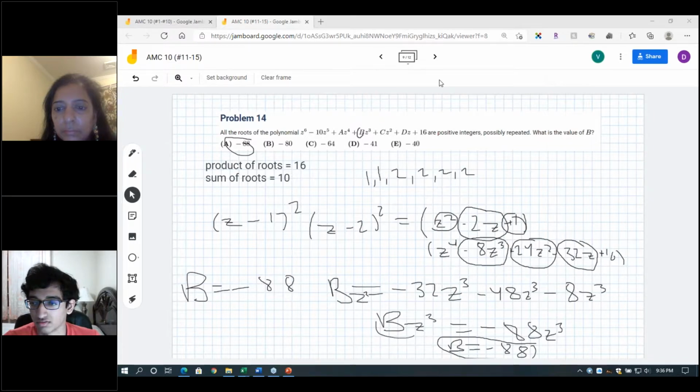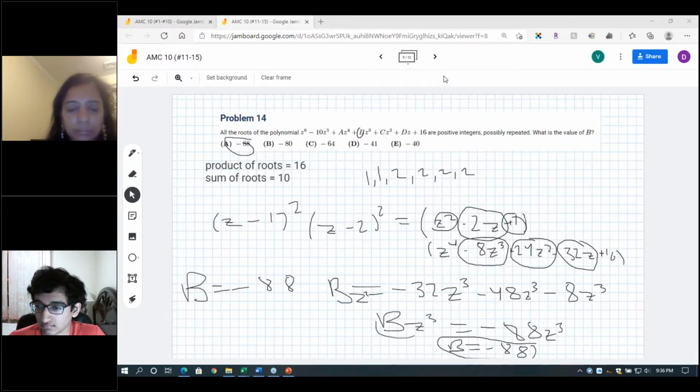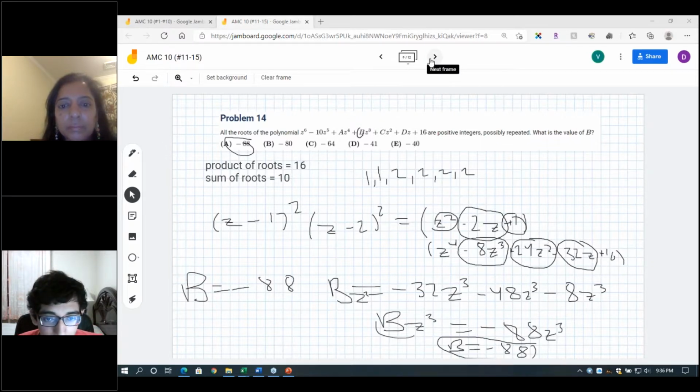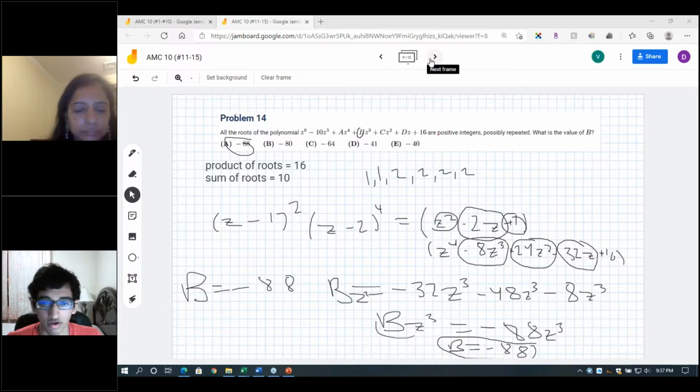Questions? So why is it z minus 2 whole square? Oh, that is my mistake. I meant 2 to the 4th. I completed the problem correctly. I just wrote that one number wrong. Thank you for correcting.